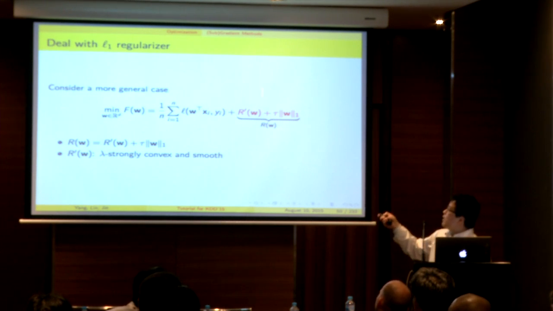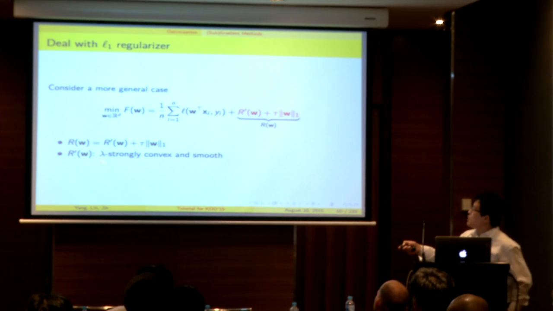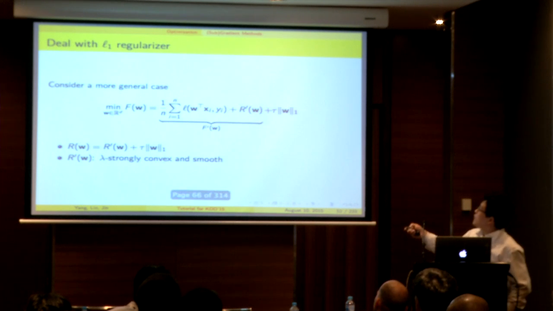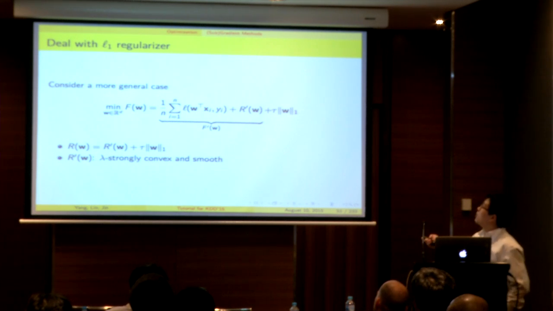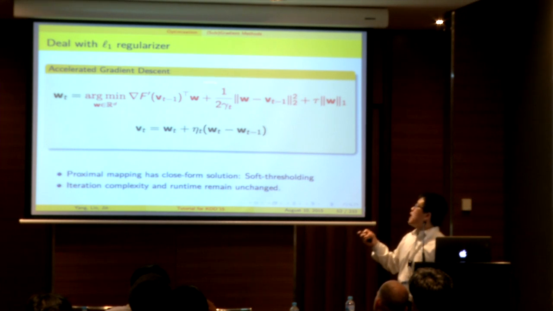What we do is that I separate this W one-norm out of the other part of the regularization, for example, the two-norm. And we assume this R prime is strongly convex and smooth, so that I can merge the smooth terms together, and then I can calculate its gradient. And how do we handle this non-smooth term? What we do is the following. This is the so-called accelerated proximal gradient step, actually.